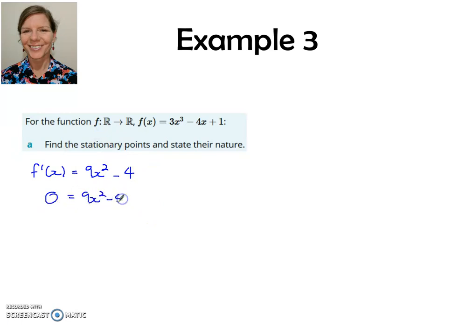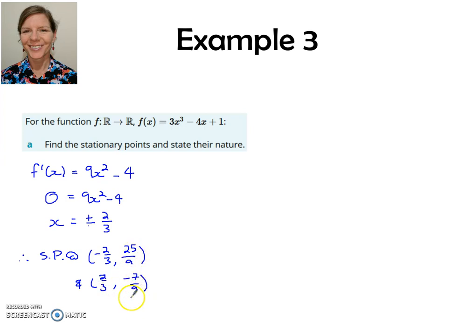9x² - 4 = 0, and that will give us x is plus or minus 2/3. Whenever you're finding points, you need coordinates. So stationary points occur at -2/3, and if you plug that back into this function, you get 25/9. And the second one is positive 2/3 and negative 7/9. Okay, so those are your 2 points.